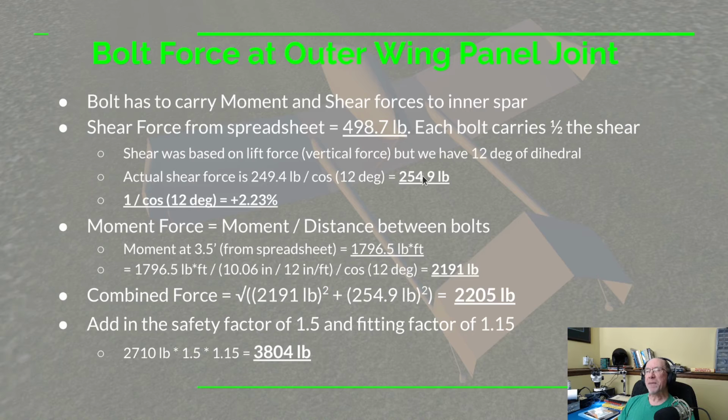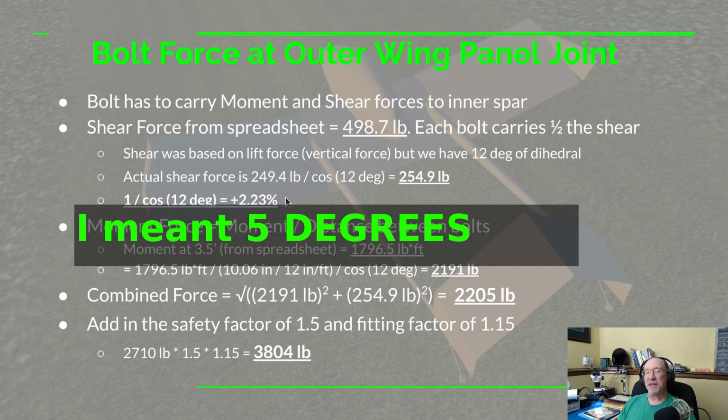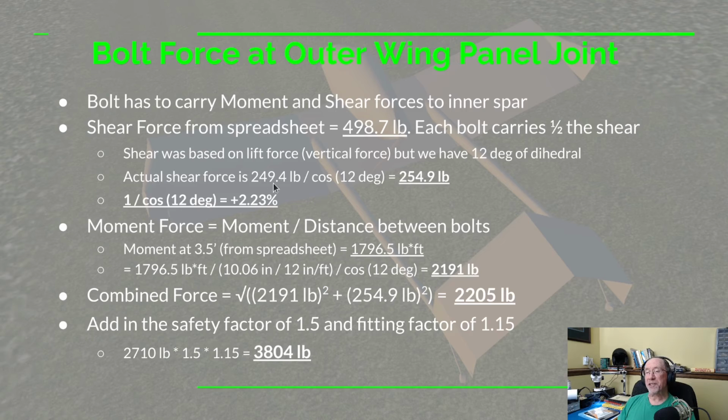That increases by about 5 pounds the amount of shear that we have to carry. That's not too bad. And that's an increase of about 2.2%. So if we had a very small amount of dihedral, let's say 5-6%, it's probably not even worth considering. We probably could have left it out since it's such a small percentage, but I wanted to include it for completeness. And we're going to do something very similar when we work on the tail.